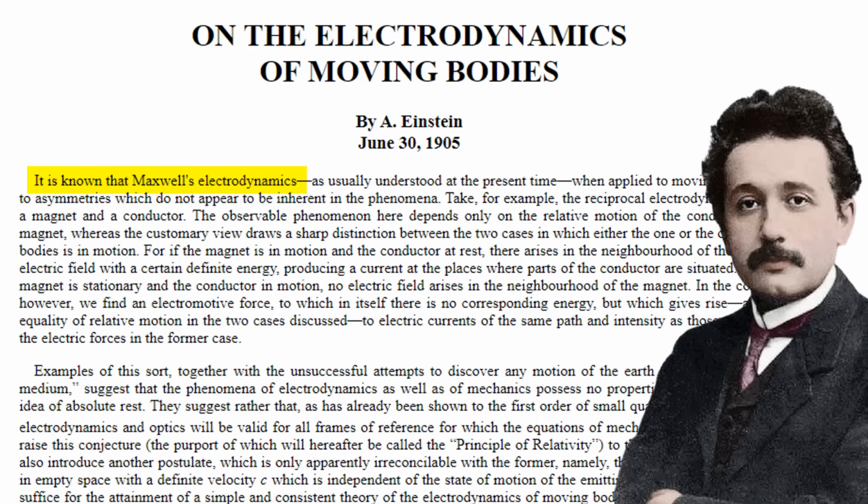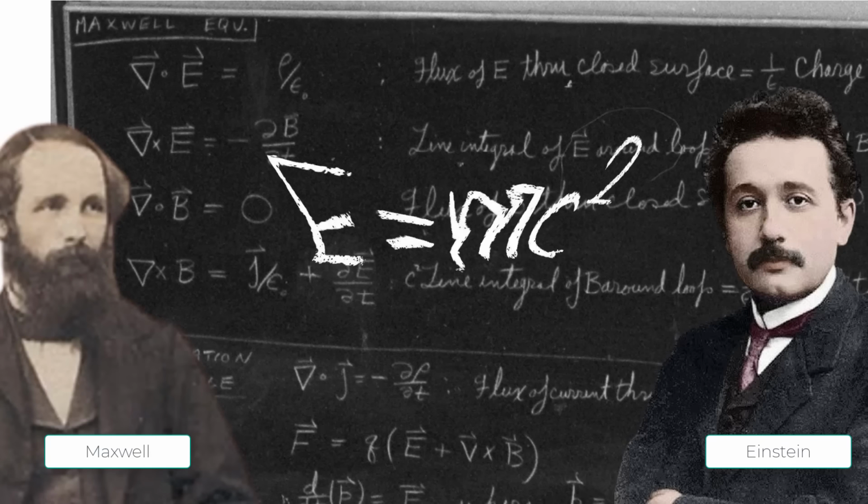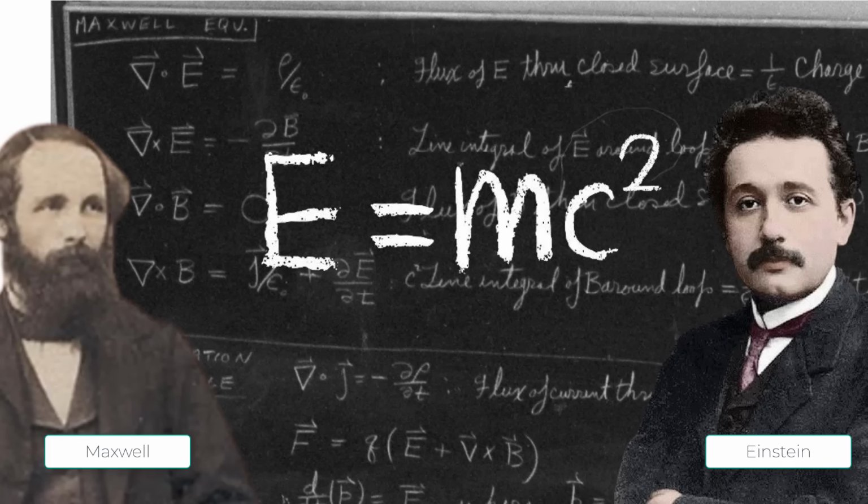I can mention so much more, but I would be remiss if I didn't point out one other discovery from Maxwell's equations. A young patent clerk named Albert Einstein wrote a friend that he had an amusing and seductive thought about the relativity relations that he had just discovered. Einstein wrote that the relativity principle, in association with Maxwell's fundamental equation, requires that the mass be a direct measure of the energy contained in the body. In other words, Einstein himself said that his E equals mc squared equation is a direct consequence of Maxwell's laws.